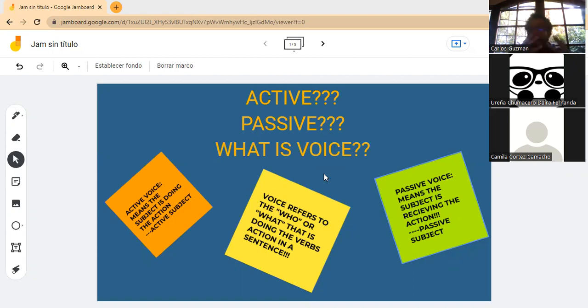Again, the active voice, the subject does the action, right? I play basketball. I'm doing the action. I play basketball. Basketball is played by me. Passive voice. Why? Because the basketball is becoming the subject and it's going to receive the action from me that's going to play it, right? So that's what that means, active, passive.